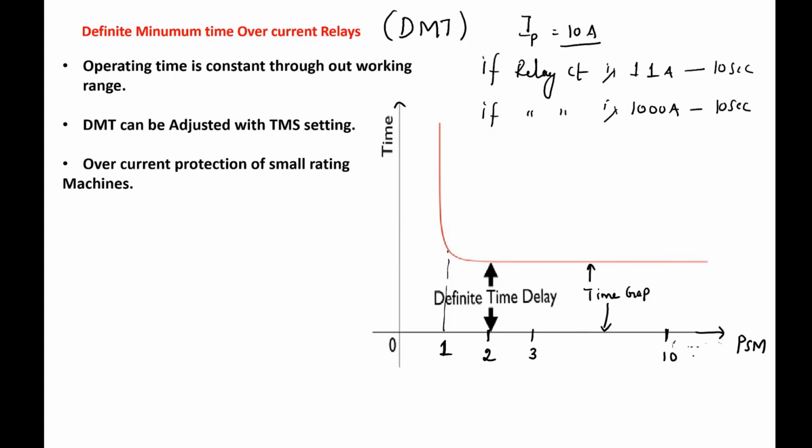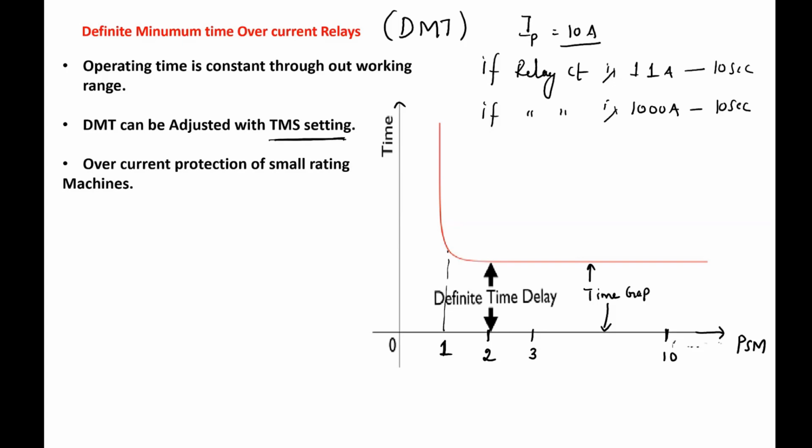Yes or no? So for severe faults, ideally what should you expect? You expect the severe fault should be cleared faster. If the fault severity is more, we should clear it very quickly so that the damage to our equipment and system is less. However, DMT relay will take its own sweet time, irrespective of the intensity or the severity of the fault.